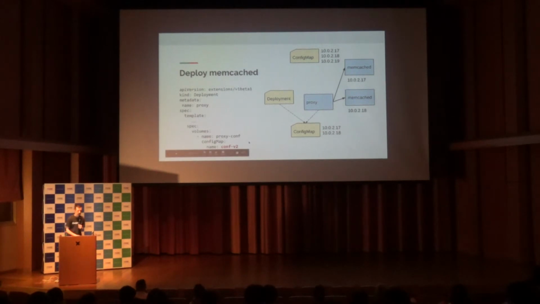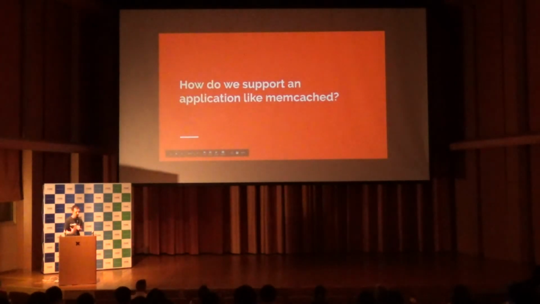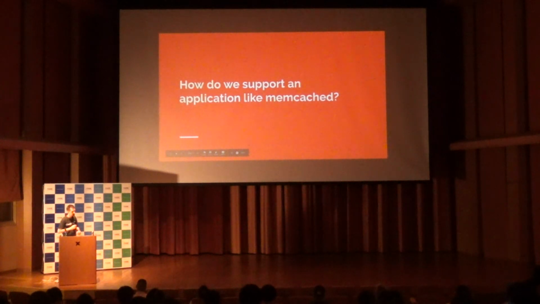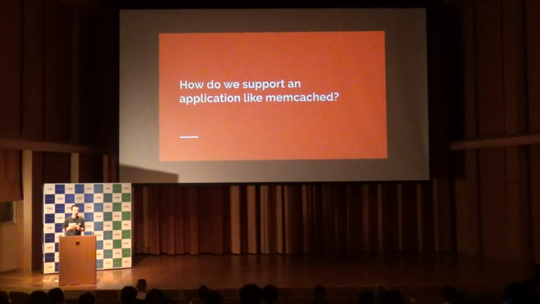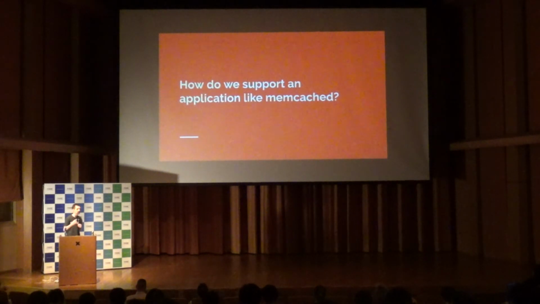Okay, so this is great, but this is something you wouldn't want to have to do every single time that you scale up or down your memcache cluster, or whenever one of the IP addresses changes. You want to be able to do this in an automated way. So how would we support an application like memcache? We build something called an operator, which will essentially implement some piece of operational knowledge, some piece of operational automation that we want to do, and use the Kubernetes API to do all of the things that we just went through.